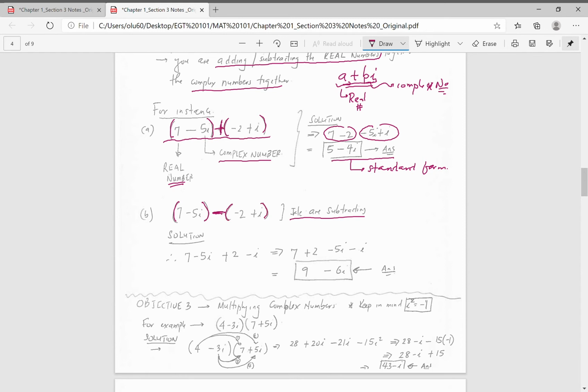You bring the real terms together, 7 minus 2, and then once you open up your parentheses, it'll be a negative times this negative, which gives us a positive. Negative times this positive gives us a negative. Okay, so keep that in mind when you open up your parentheses. There's going to be a change in your signs. And you're going to get 7 minus 6i. Okay, and this is our answer.